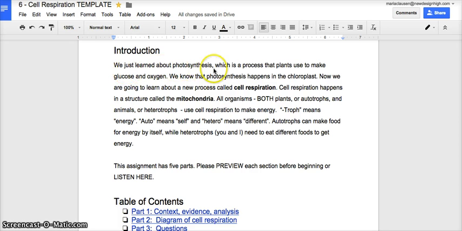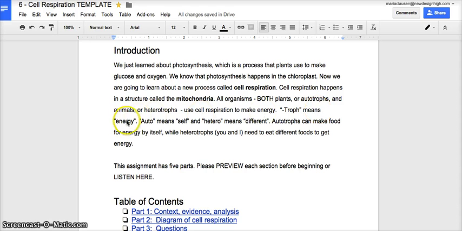We just learned about photosynthesis, which is a process that plants use to make glucose and oxygen. We know that photosynthesis happens in the chloroplast. Now we're going to learn about a new process called cell respiration. Cell respiration happens in a structure called the mitochondria. This is inside of a cell. All organisms, both plants or autotrophs and animals or heterotrophs, use cell respiration to make energy.